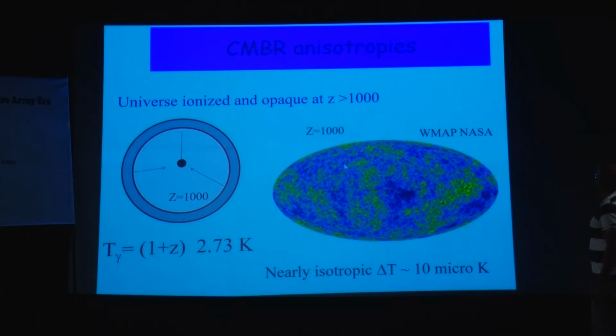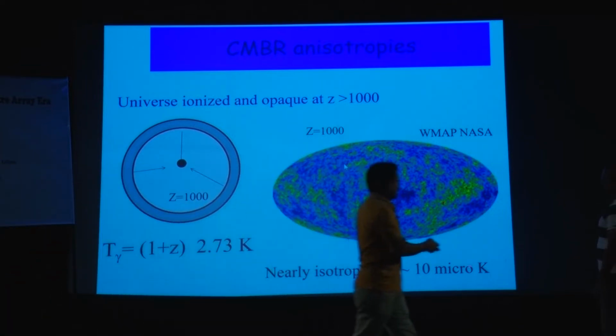So you can see that the radiation is nearly isotropic. There are tiny fluctuations of the order of tens of microkelvin, which WMAP and Planck have mapped out. So this is a picture of what WMAP has measured, and there are tiny fluctuations of the order of 10 microkelvin there.